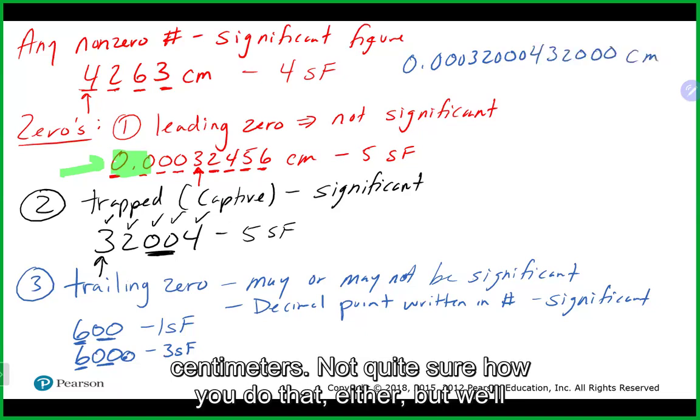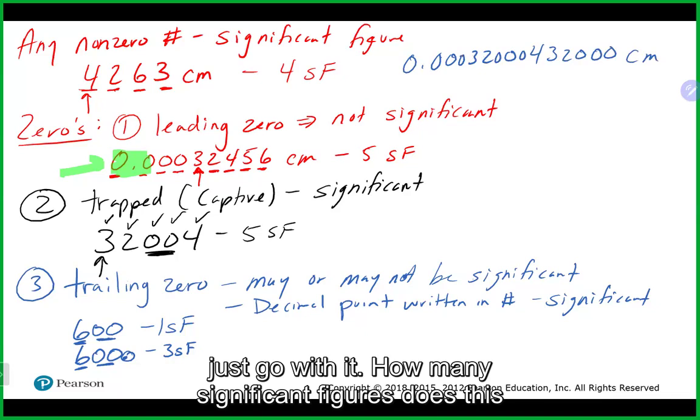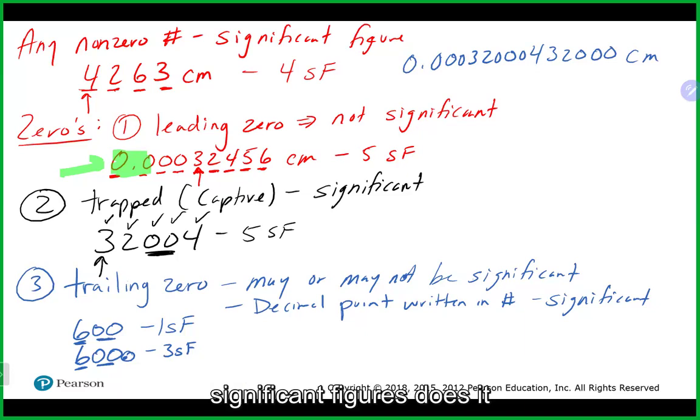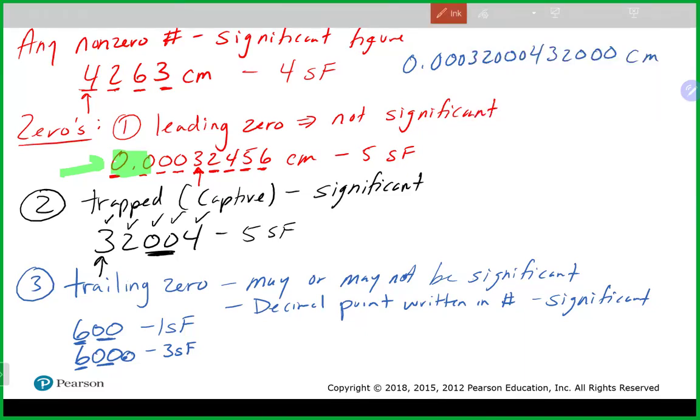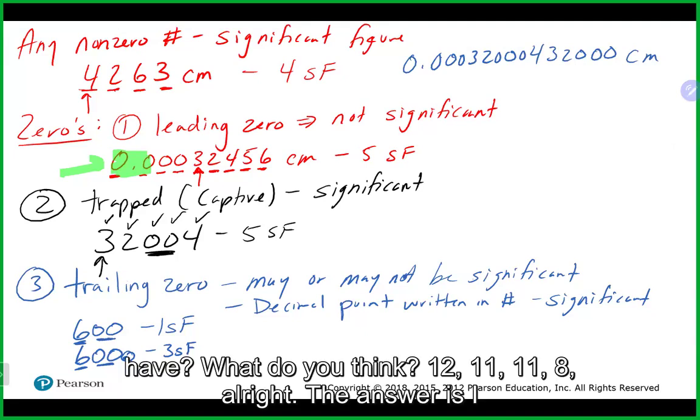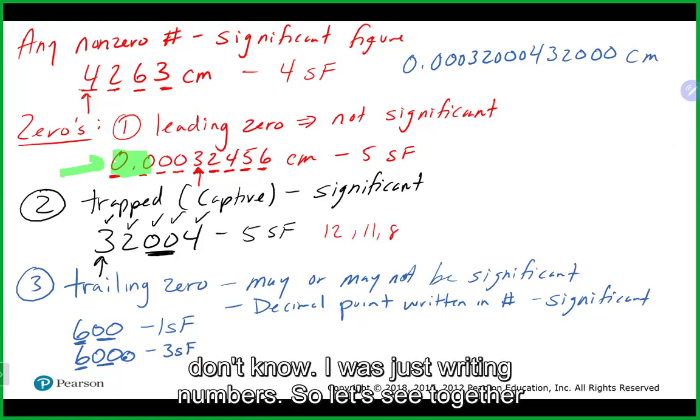So that means if I have this crazy measurement like 0.0003200043200 centimeters. Not quite sure how you do that either, but we'll just go with it. How many significant figures does this number have? Should have all the zeros in there, but how many significant figures does it have? What do you think? 12, 11, 11, 8. All right. The answer is I don't know. I was just writing numbers. So let's see together here and see what we got.